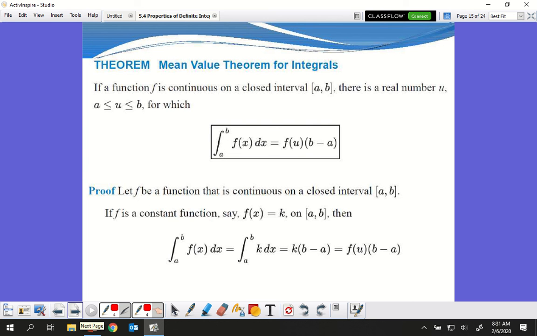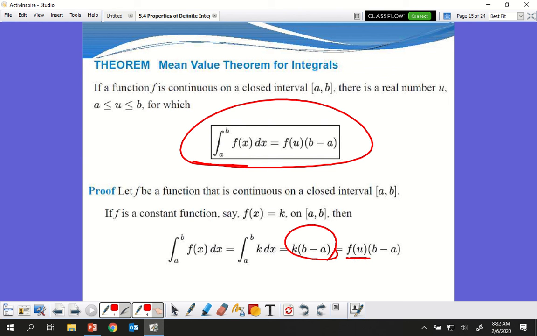All right, if a function f is continuous on a closed interval a to b, there is a real number u, where a is less than or equal to u, less than or equal to b. Now let a function that is continuous on a closed interval be constant, say f of x is equal to k on a to b. We're eventually just trying to figure out what this is going to end up being, because I want to figure out where that k is.